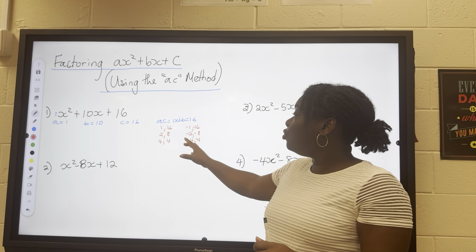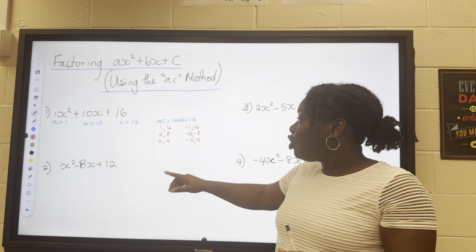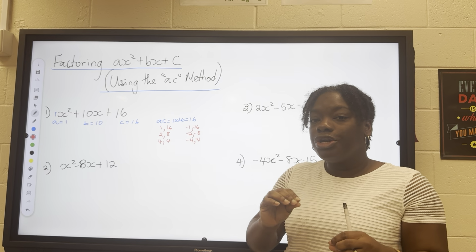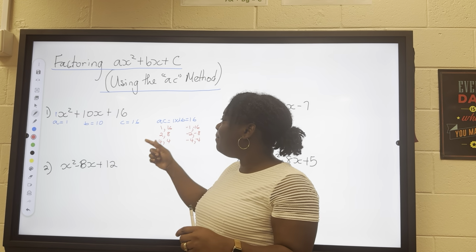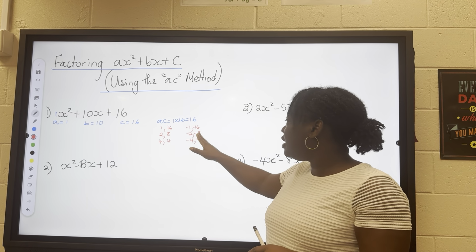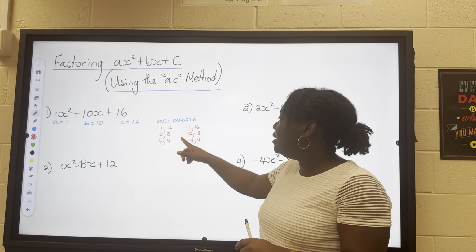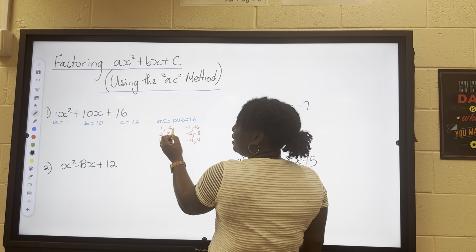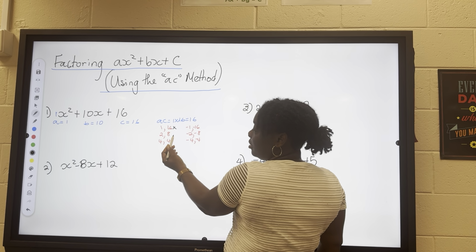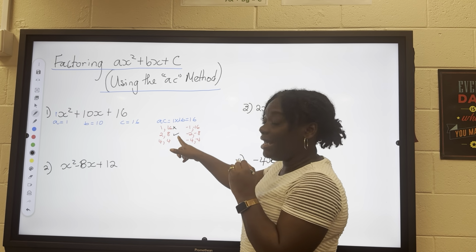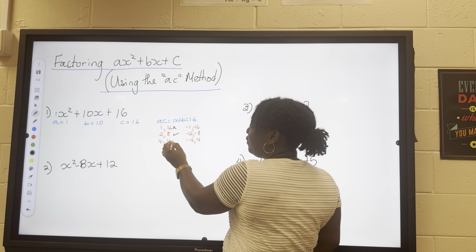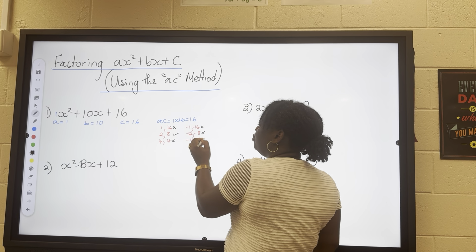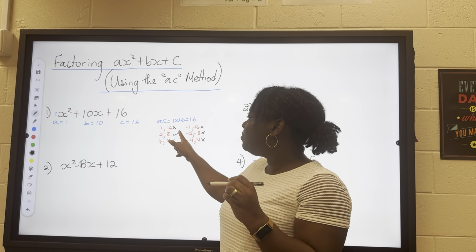After we have found our factor pairs, you now look at which one of those factor pairs, when you add them, you will get your B. So which one of these, when I add them, I'm going to get B? When I add these, I don't get 10. This, when I add it, however, I get 10. All the others, no. When I add this pair, I get 10.